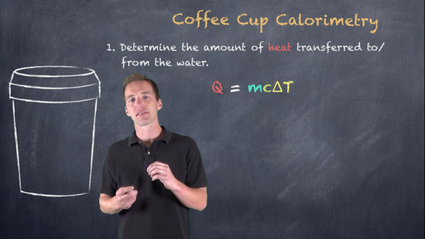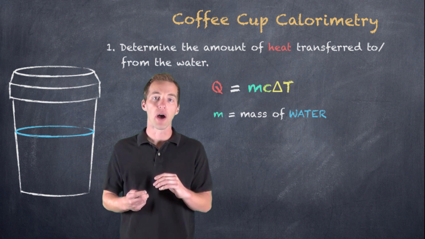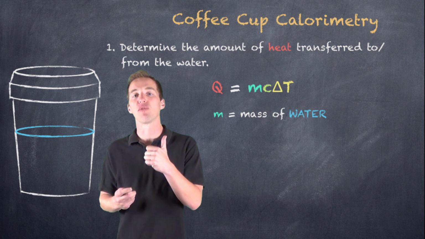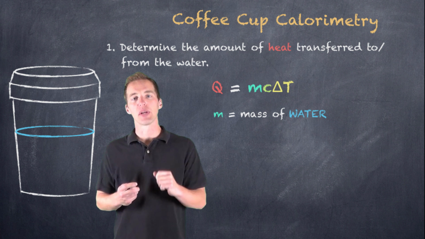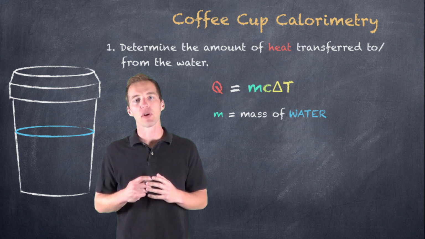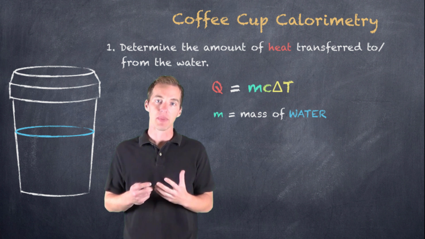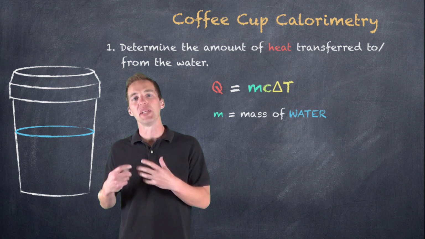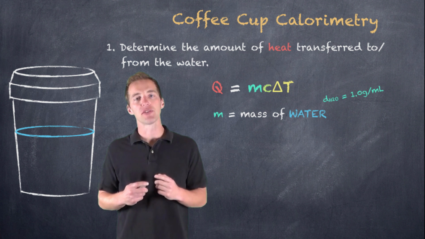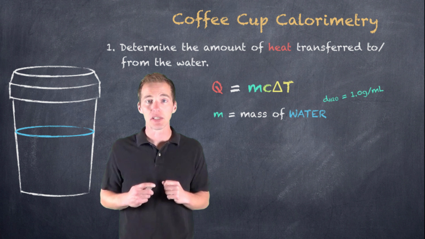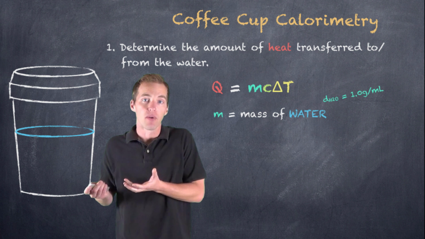Now, the mass is the mass of the water. And it's important to note that it's the mass of the water, because we're figuring out the Q of the water, and not the mass of the reactants. So it's the mass of the water. Now, most of the time, we're going to be adding water in terms of a volume, that is, the number of milliliters that we put in. But since we need the mass, we have to remember that water's density is equal to 1 gram per milliliter. So if we put in 100 milliliters of water, it's going to have a mass of 100 grams.